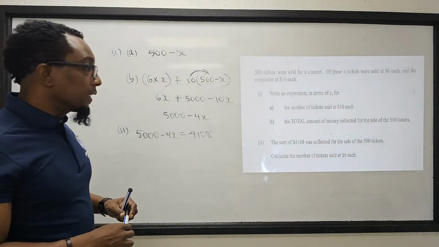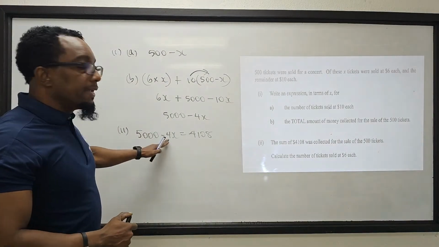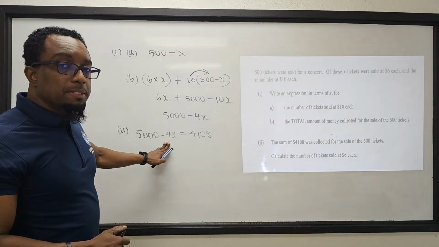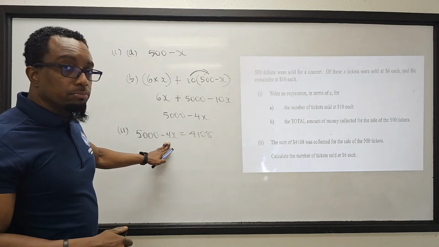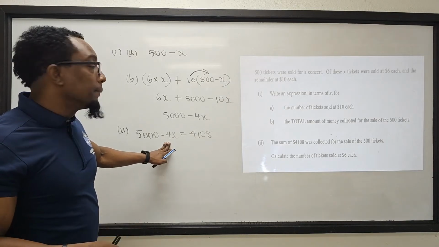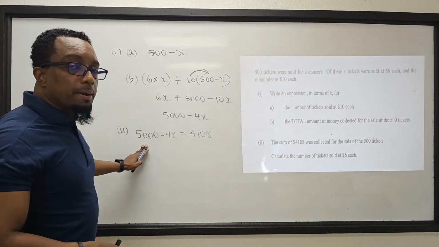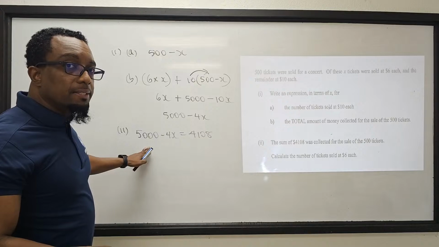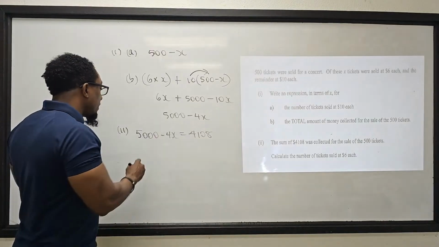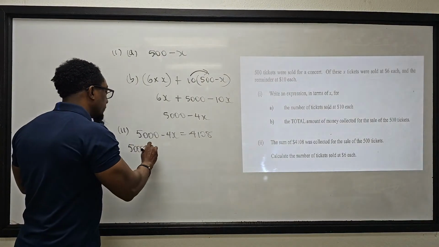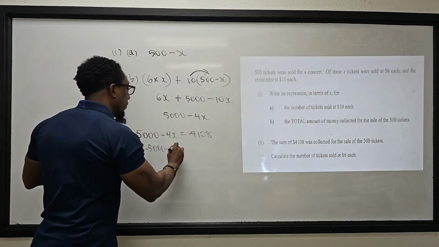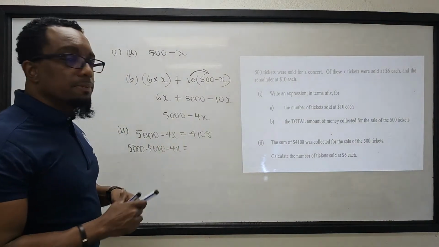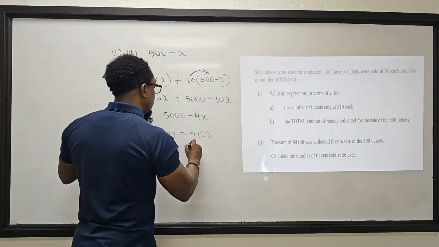Let's solve that equation. I like to place my x's on the left, or you can put the x on the right. It's up to you. But I'm going to put all numbers on the right. So I'm going to remove 5,000 from the left to the right, so I'm going to subtract 5,000 from both sides. This is 4,108.